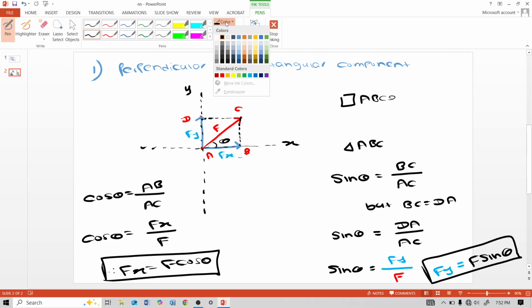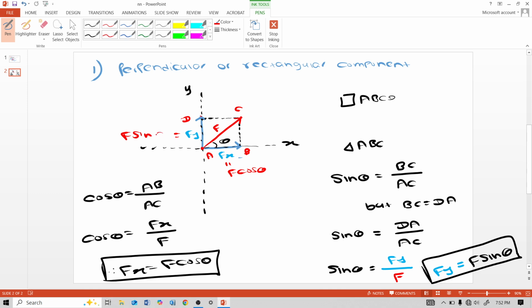So here this component is F cos theta and this component is F sin theta. Always remember that the component adjacent to the angle is always F cos theta. See, this component is adjacent to the angle. The angle is theta. That's why it is F cos theta. Always cos will come there. And the other perpendicular component is F sin theta.